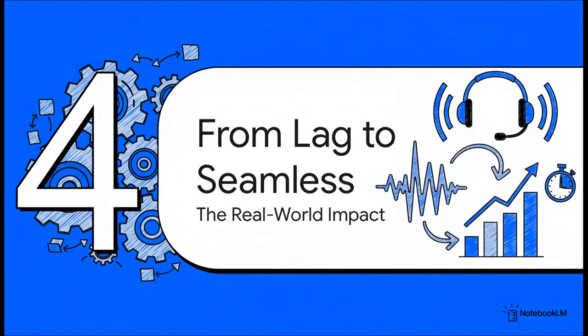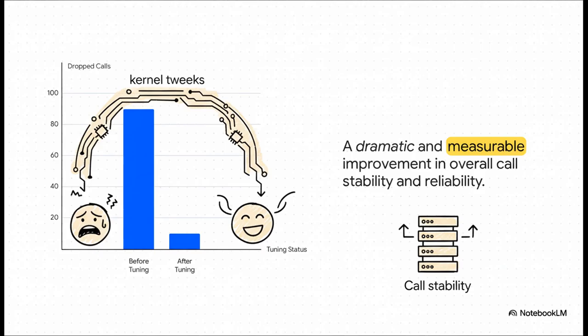All right, theory's one thing, but what does all this tuning actually look like in the real world? Let's check out the kind of results you can really expect to see. Okay, check this out. This is the metric that keeps call center managers up at night: dropped calls. You can see before any tuning, the number is way up there. But after we apply these kernel tweaks, that number just plummets. We're not talking about a small improvement here. This is a massive, game-changing increase in call stability.